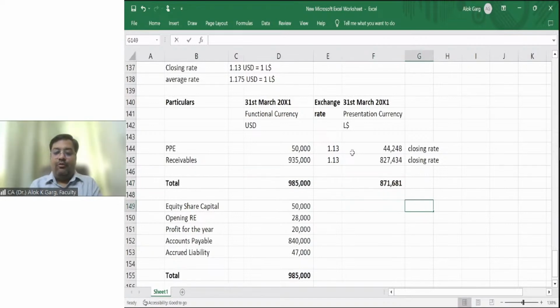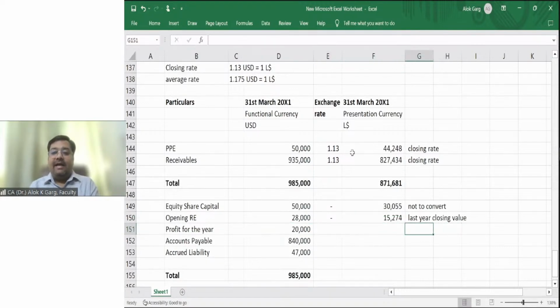Equity share capital, not to convert, right? It has to be at the historical rate. Historical rate is given in the question, 300,555. Opening retained earnings 28,000. Whether it is required to be converted? The answer is no. It is last year's closing value. Last year's closing value is the opening value of the retained earnings, and it is given in the question, which is 15,274. Right?